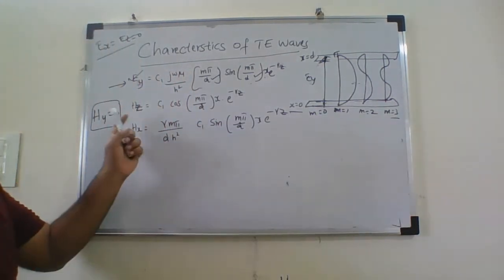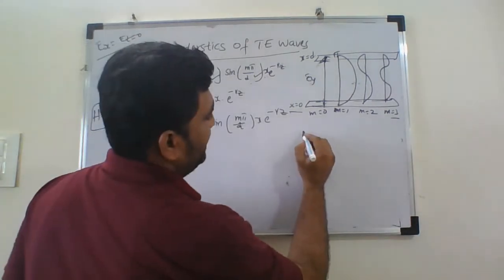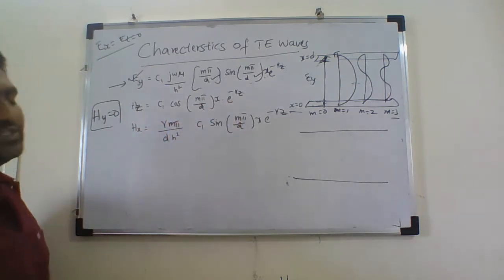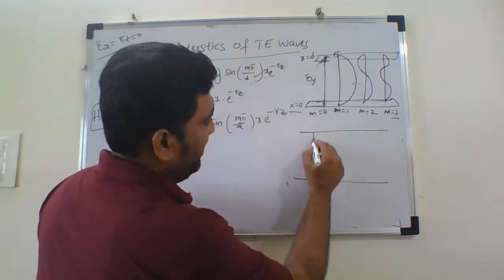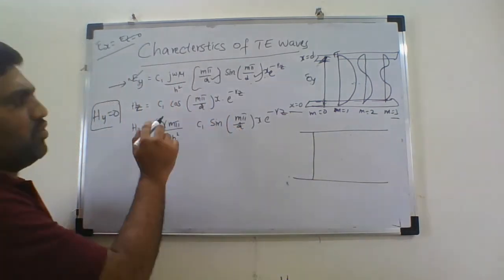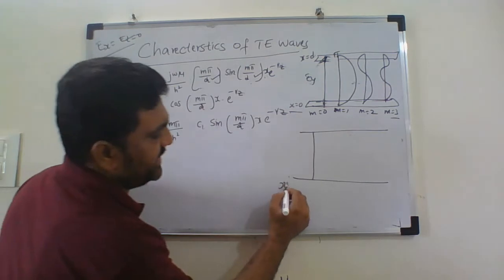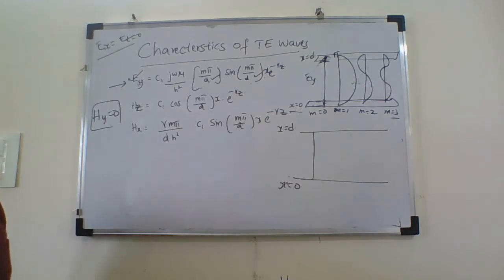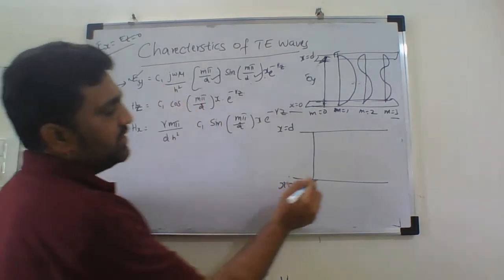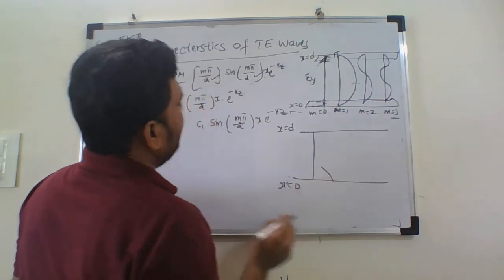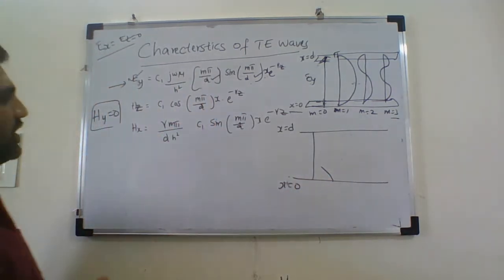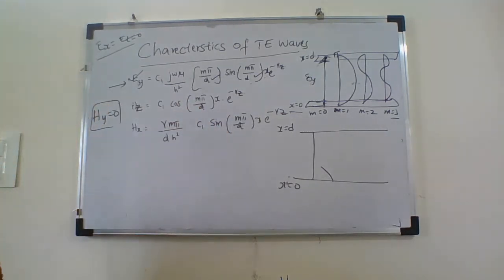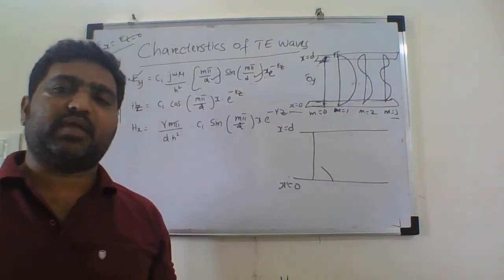Similarly, if I look at Hz, we can see that Hz is a cosine variation. So at x equal to 0, this is x equal to 0, and this is x equal to d. When my x value is 0, I will get the maximum value, so cosine will be maximum. Next, what happens when x is equal to d? So cos of m pi. m is an integer, so it can be pi cos.